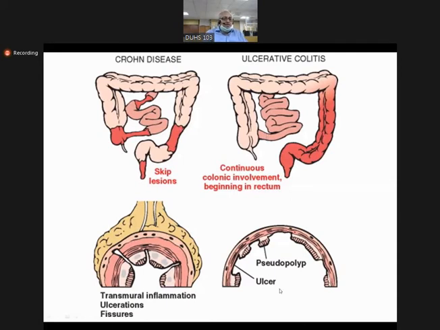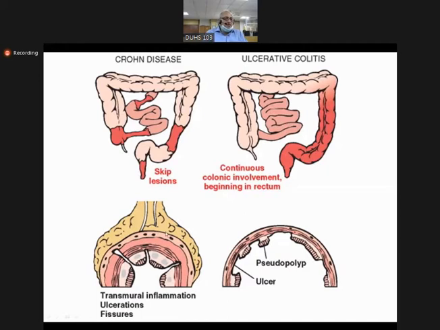Here you can see in the first two cases, I repeatedly told you about the pseudopolyps and ulcers. Here you can see ulcerative colitis is characterized by superficial ulceration or sloughing of the mucosa, and the remaining mucosa has a pseudopolypoid appearance.